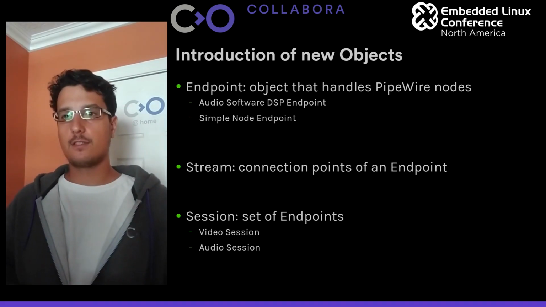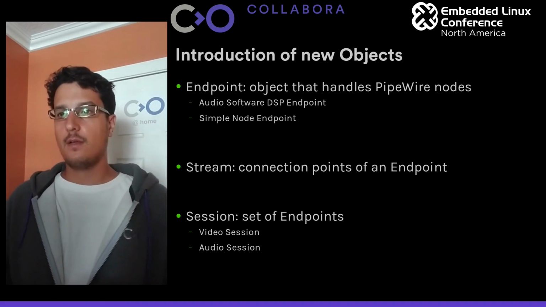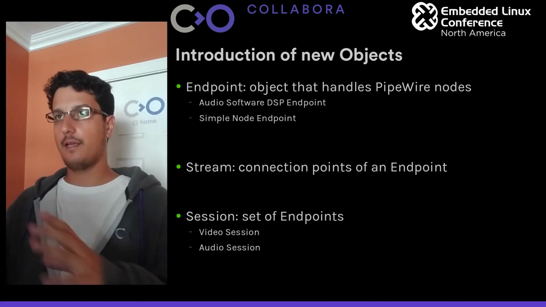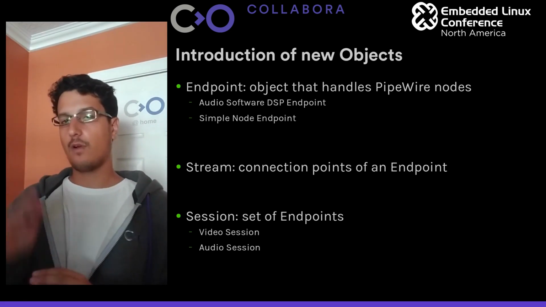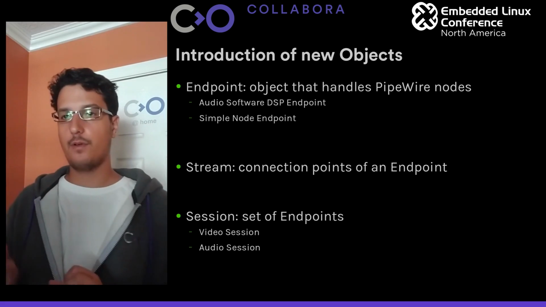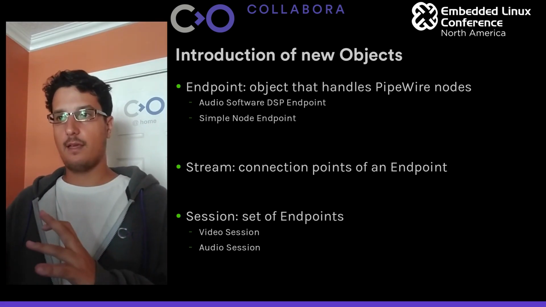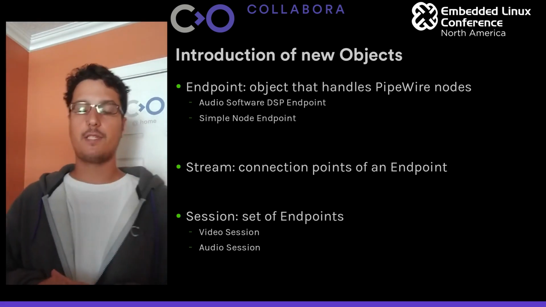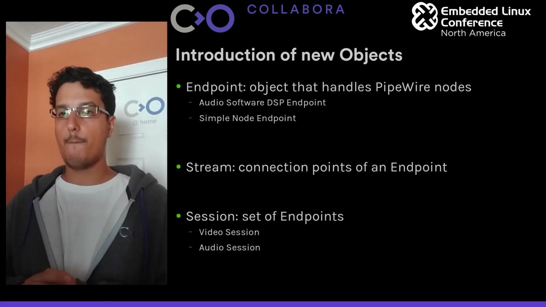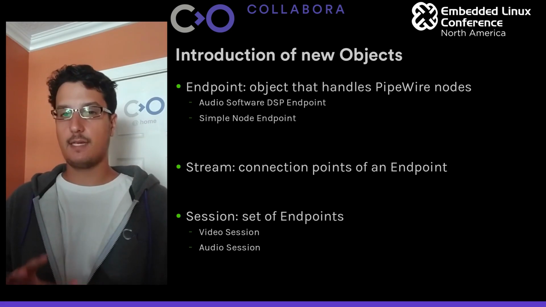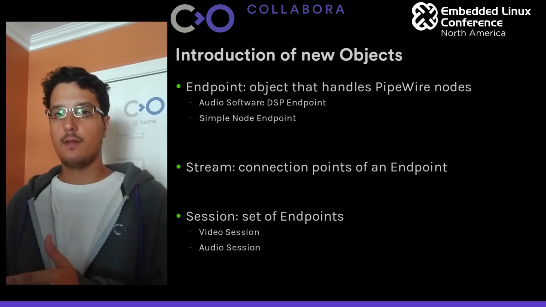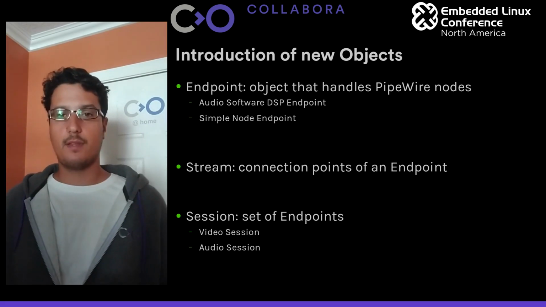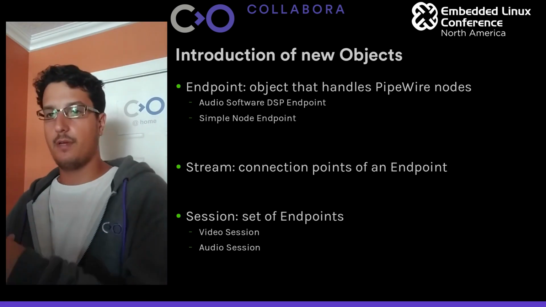It introduces the concept of an endpoint, which is basically an object that handles PipeWire nodes. Think of it like the end part of a graph, more like a bin with a lot of nodes that have a specific logic. For example, there is the audio software DSP endpoint, which handles all the mixing of different audio streams, and the simple node endpoint, which basically wraps a node into an endpoint.